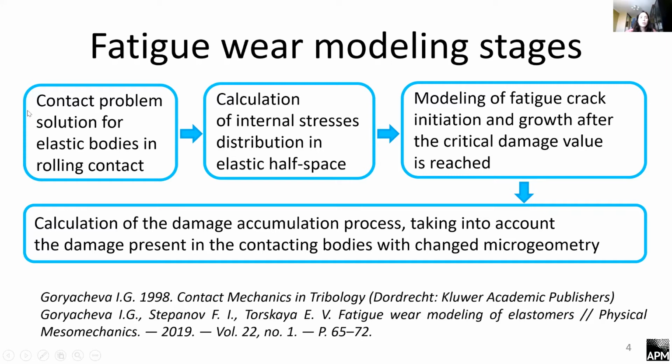So at the beginning, we need to solve the contact problem for elastic bodies in rolling contact. After that, we need to calculate the stress state of the elastic body. In the third stage, we can start to model fatigue crack initiation and growth after the critical damage value is reached. For this, we need to choose the damage criterion and also the model for damage accumulation. After that, we can calculate the damage in the elastic half space, taking into account the damage present in the contacting bodies with the changed microgeometry.